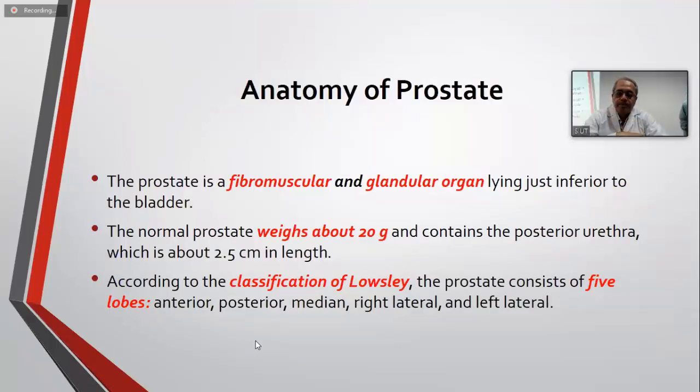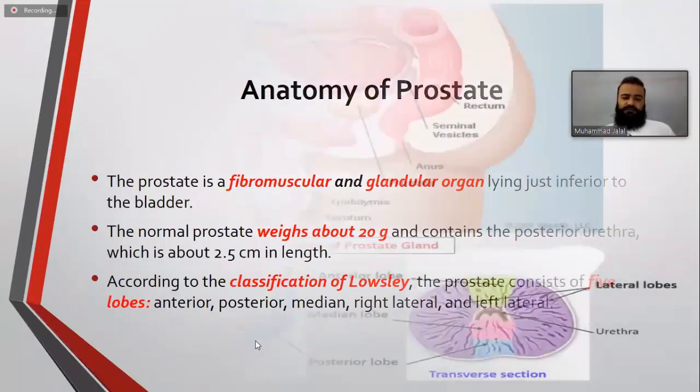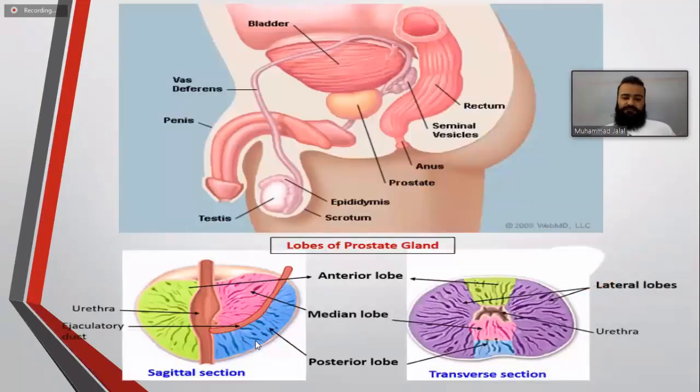Prostate is a fibromuscular and glandular organ lying just inferior to the bladder. Normal prostate weighs about 20 grams and contains the posterior urethra. According to classification of lobes, prostate consists of 5 lobes: anterior, posterior, median, right lateral and left lateral. This is the anatomy of the prostate in which we have demonstrated the lobes of the prostatic gland. One is the sagittal section and the second is the transverse section.